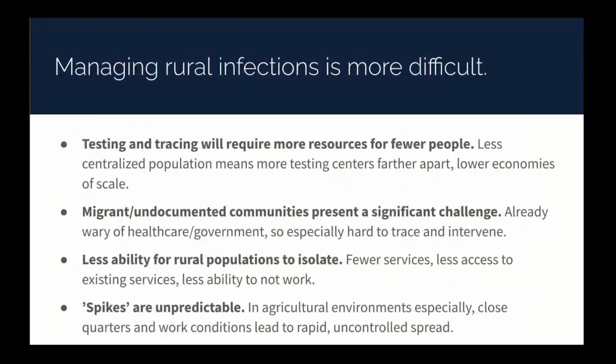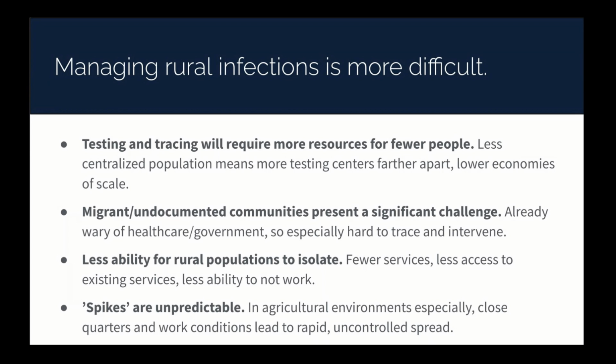So as we think about infections, managing infections in rural communities is also more difficult, not just the healthcare response, but rather thinking about testing and tracing and some of the public health implications. First and foremost, testing and tracing requires more resources for relatively fewer people in rural communities. And this is just because population is less dense. So you have lower economies of scale for testing, which means testing is more expensive. You have population centers which are farther apart. You have people who are farther apart, so that requires driving if you're visiting them in person. Just everything takes longer and thus is more expensive.